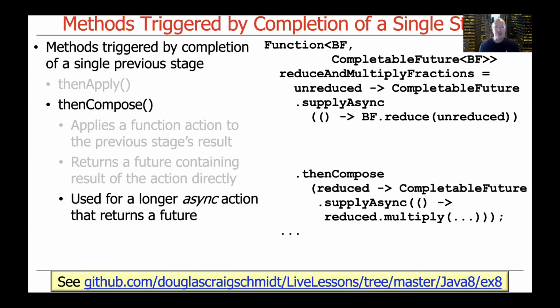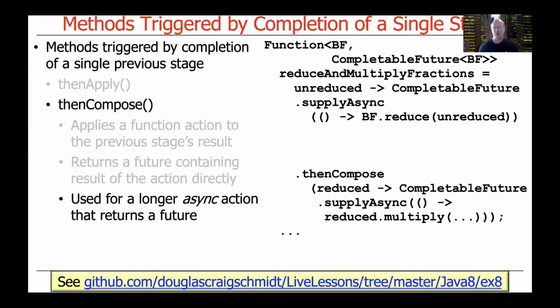So when do you use one of these versus the other? Well, the main distinction is you typically would use thenCompose for asynchronous actions that take a while to run and that return a future, whereas thenApply is used for things that are going to be quick synchronous actions that return a value, not a future.